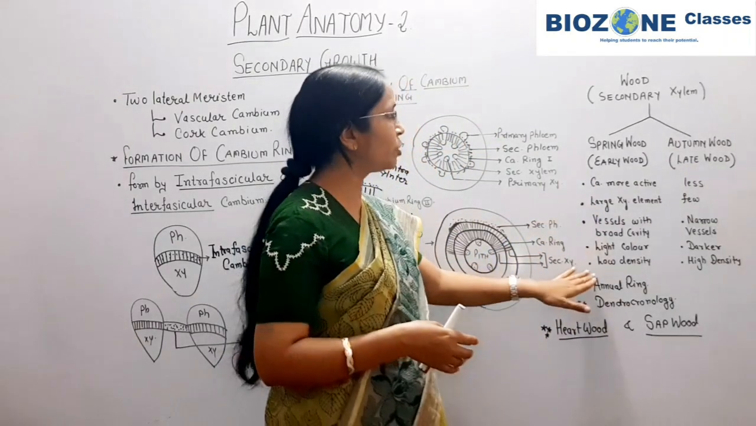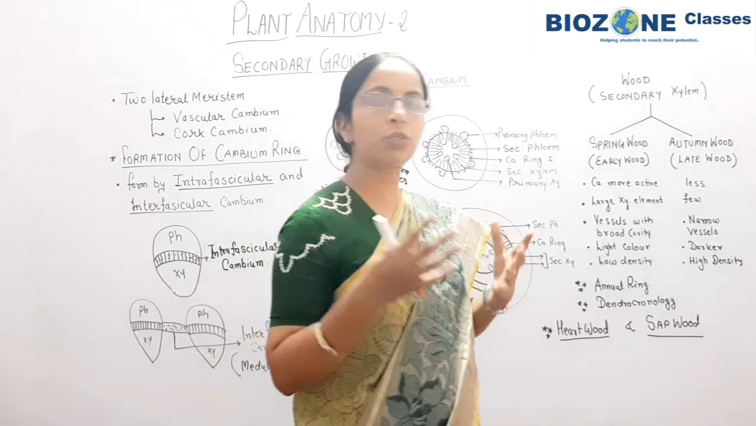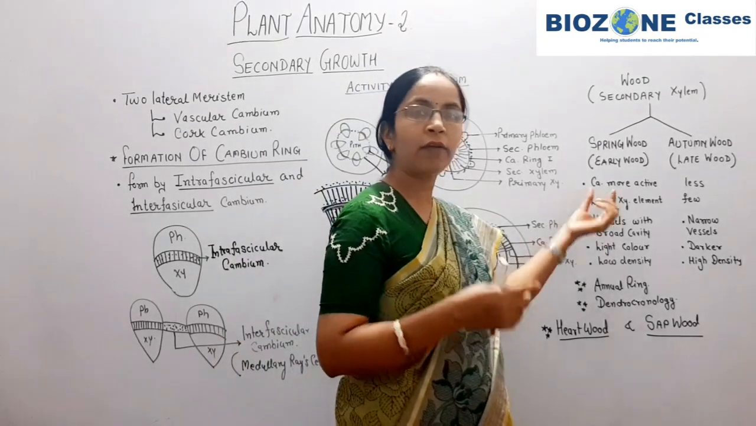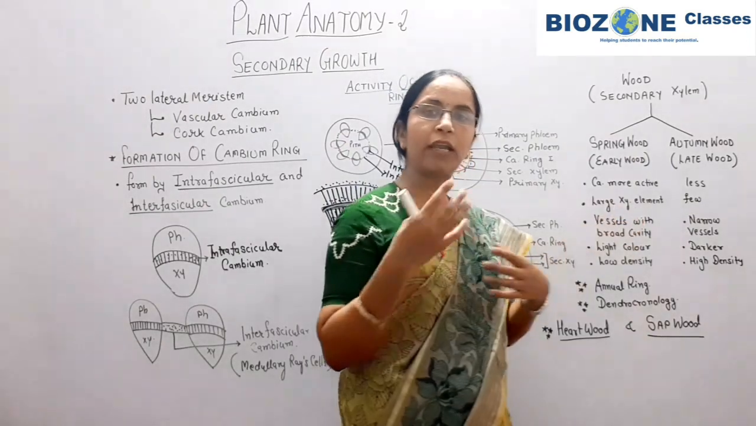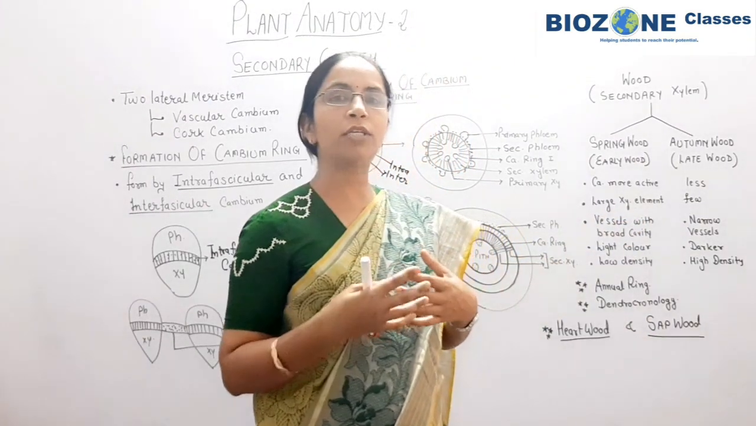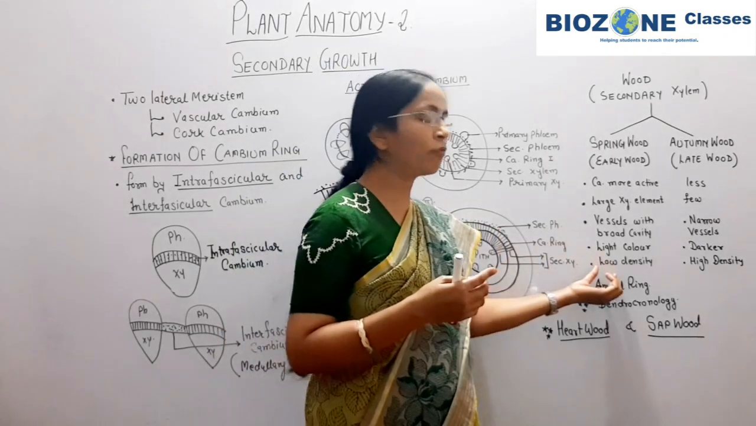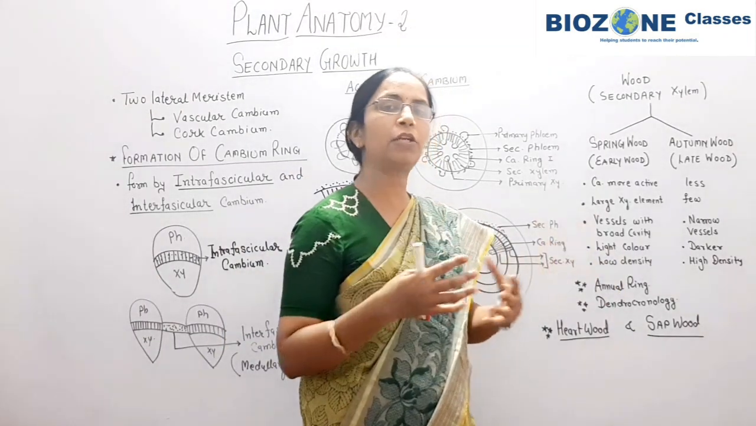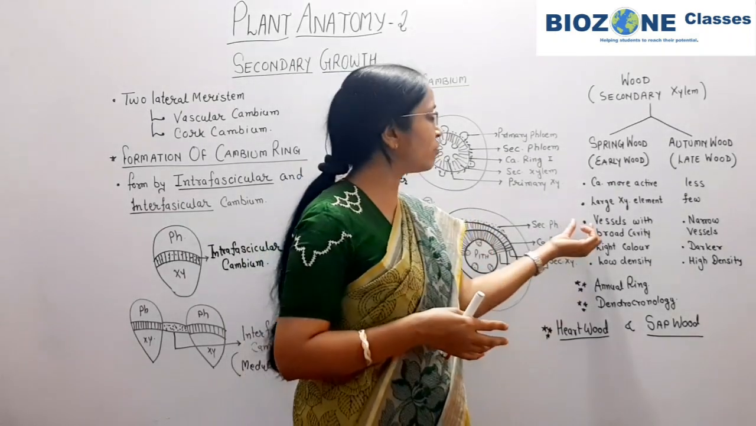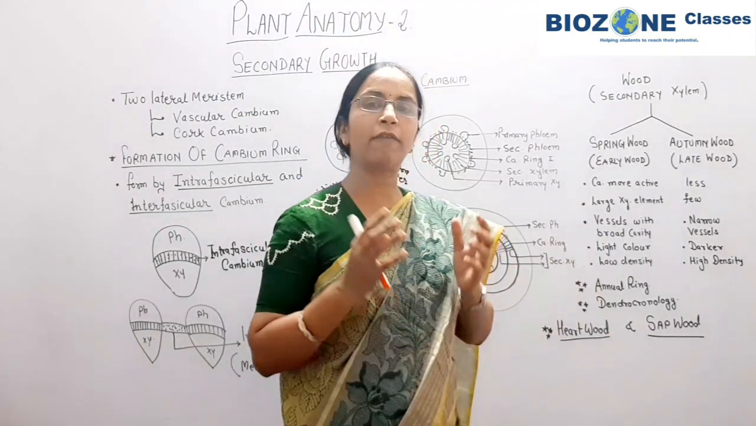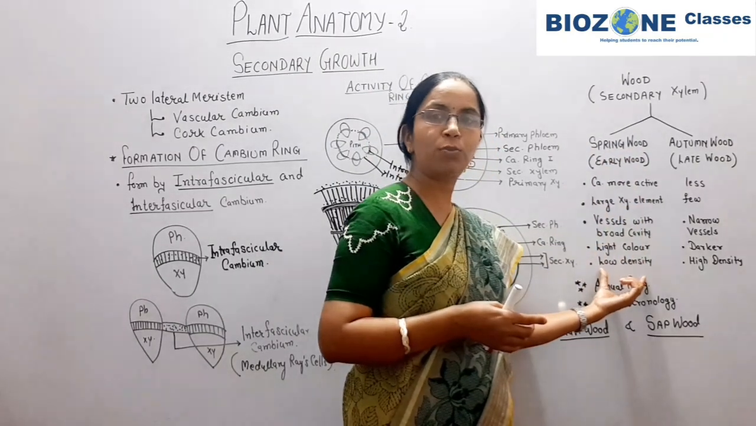These are some features of spring wood. The temperature is higher, because of that the cambium is more active. When the cambium is more active, it forms a large number of xylem elements. The cavities of the xylem elements are wide, and because of that the density of the secondary xylem is low. They are lighter in color, and the vessels are present with a wider cavity. Remember all these features for spring wood.